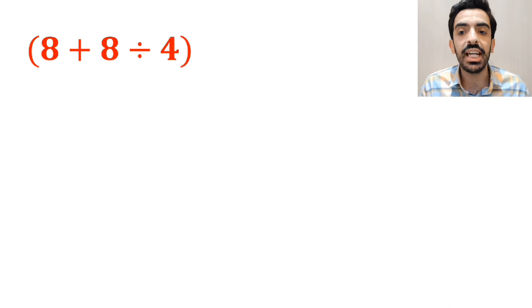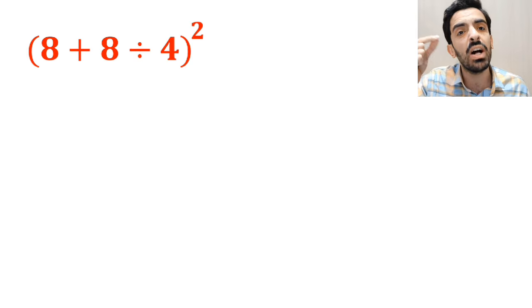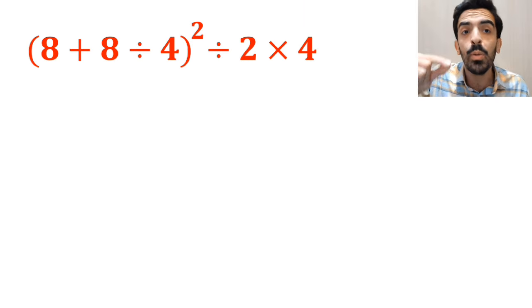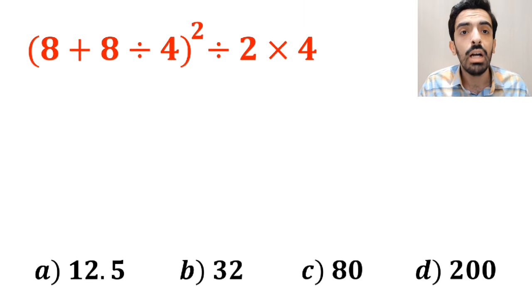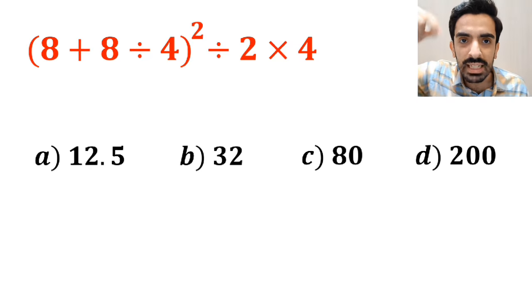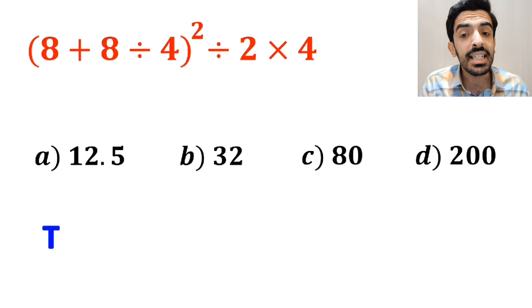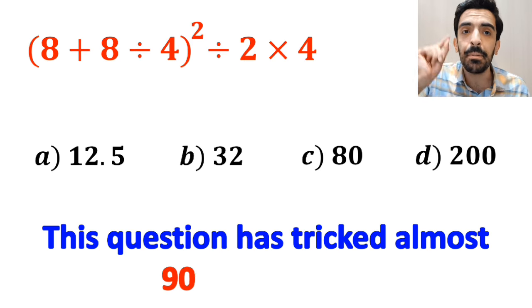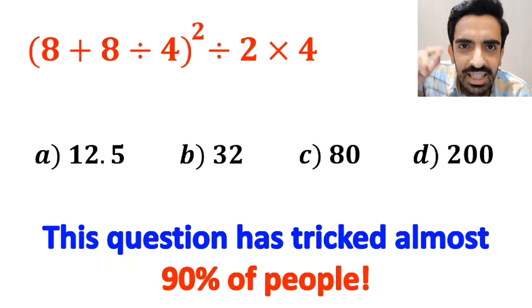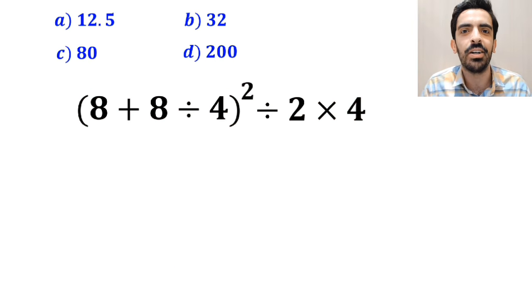What is the value of the expression 8 plus 8 divided by 4 inside the parentheses, all of them to the power of 2, then divided by 2 multiplied by 4? Which option do you think is the correct answer to this question? This expression has tricked almost 90% of people. Let's go step by step and solve it together.